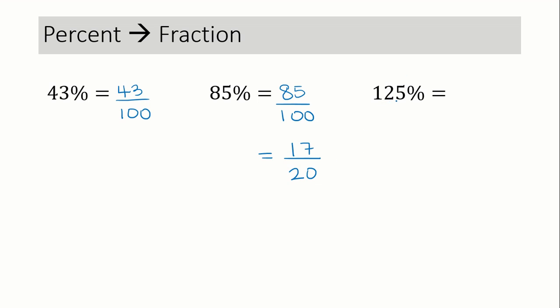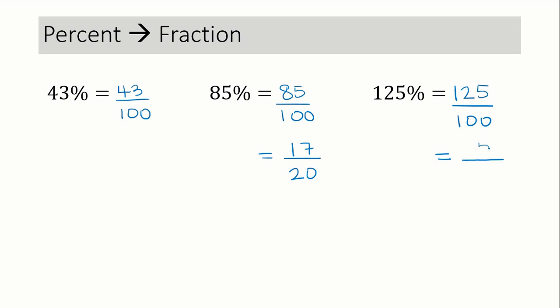Here we have 125%. Now just remember, percent means out of 100. So we have 125 out of 100. This again is not in lowest terms. You're looking at both your numerator and your denominator, and you're trying to figure out the greatest common factor, ideally, or any common factor, and you can keep reducing. In this case, we're going to go to the greatest common factor, which is 25.